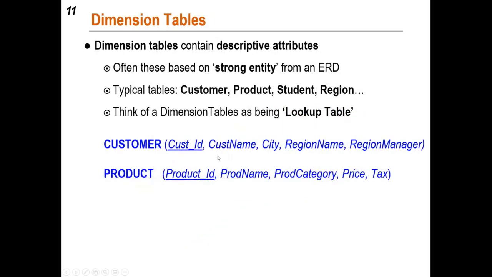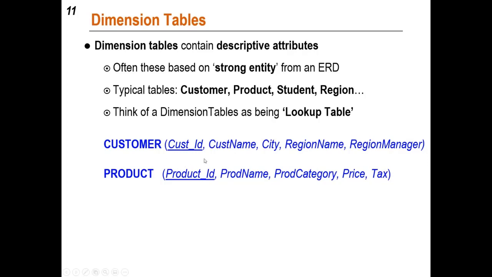So basically, dimension tables here contain the descriptive attributes, as I mentioned before. All these descriptive attributes, usually you can find in the strong entities. For example, customers, products, students, and the region they are coming from, etc. Sometimes we call a dimension table a lookup table. So we can use these different dimension lookups to slice the facts in different ways, right? So that is the main idea.